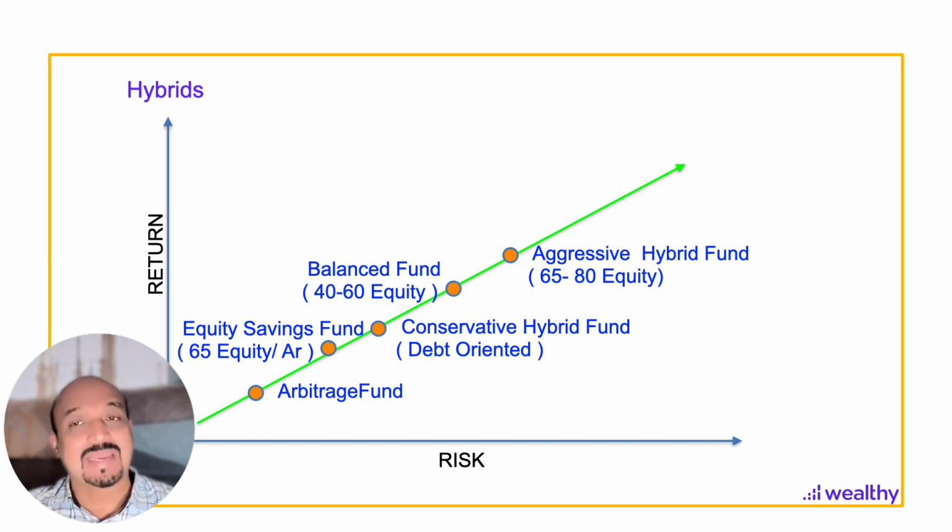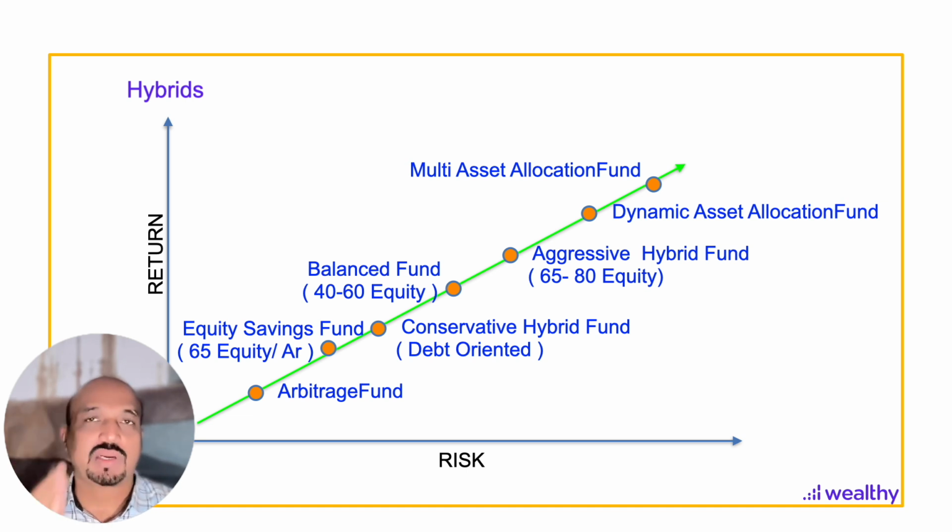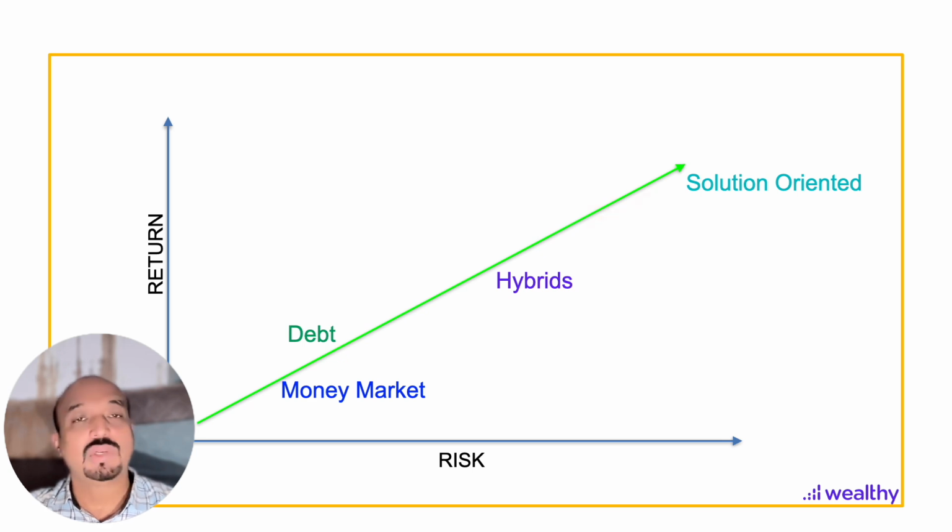Then you have dynamic asset allocation funds, which, like what we saw in the dynamic bond fund, here also the fund manager tries to play between the asset allocation that they do between equity and debt, depending on the market view or the sentiments in the market. Next, you have multi-asset allocation funds, which not only invest into equity and debt, but can also take allocations to other asset classes like real estate, gold, silver, or all of these asset classes, which makes it multi-asset.